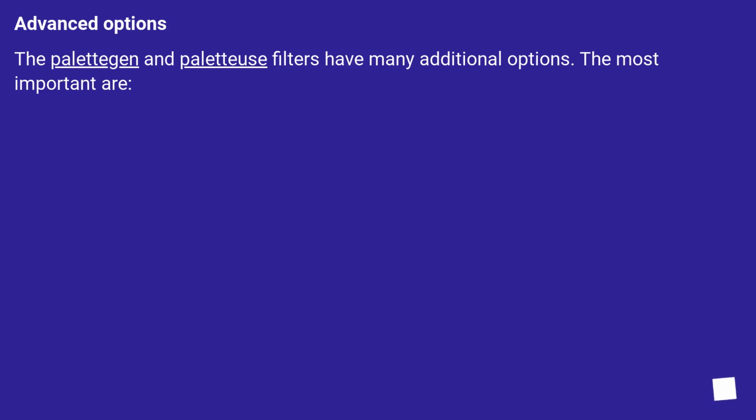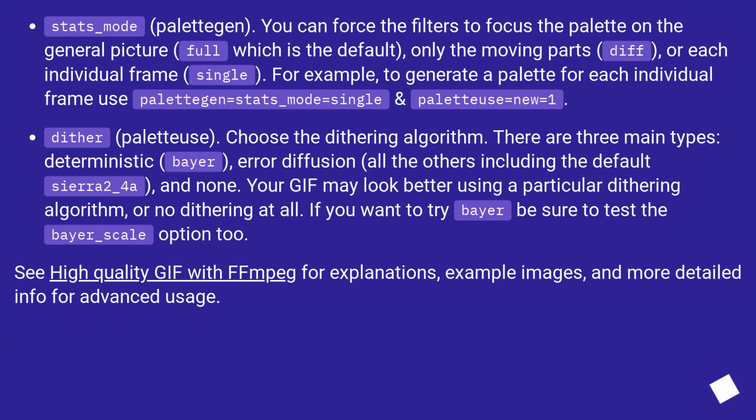Advanced options. The palettegen and paletteuse filters have many additional options. The most important are stats_mode, palettegen. You can force the filter to focus the palette on the general picture, full, which is the default, only the moving parts, diff, or each individual frame, single. For example, to generate a palette for each individual frame, use palettegen=stats_mode=single and paletteuse=new=1.